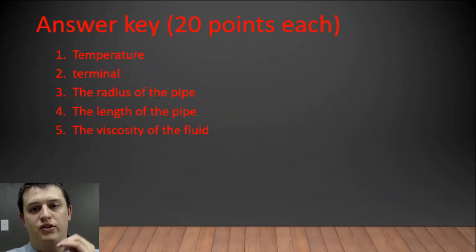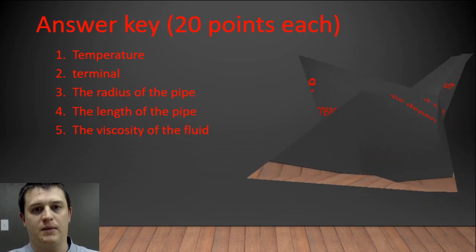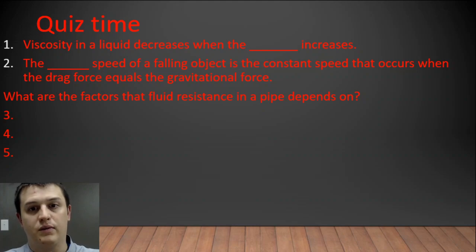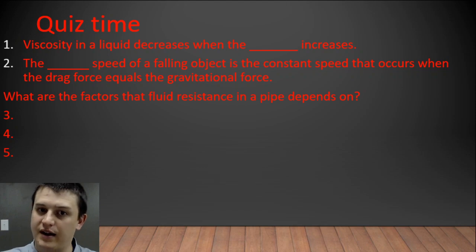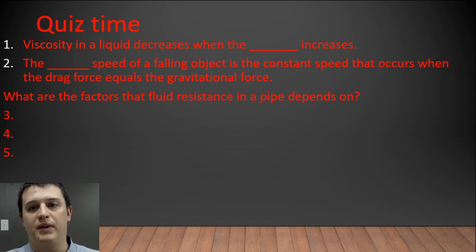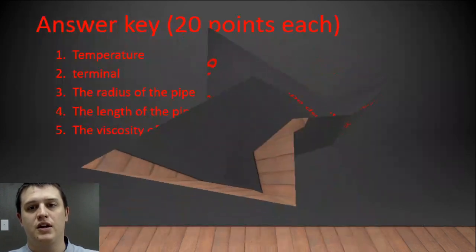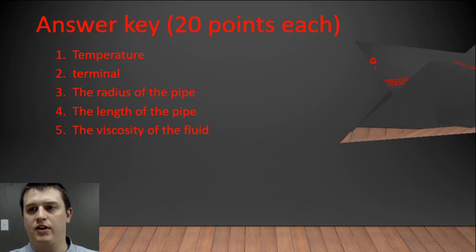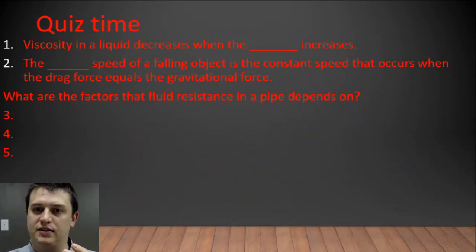All right, so temperature, terminal, radius of the pipe, length of the pipe, viscosity of the fluid. Let's look at them again. I'll bring a little crane back in here. Viscosity of liquid decreases when the blank increases. Well, that's temperature, because it's a liquid, not a gas. The blank speed of a falling object is the constant speed that occurs when the drag force equals the gravitational force. Terminal, right? Radius of the pipe, length of the pipe, viscosity of fluid. What are those? 3 factors that affect fluid resistance in a pipe.